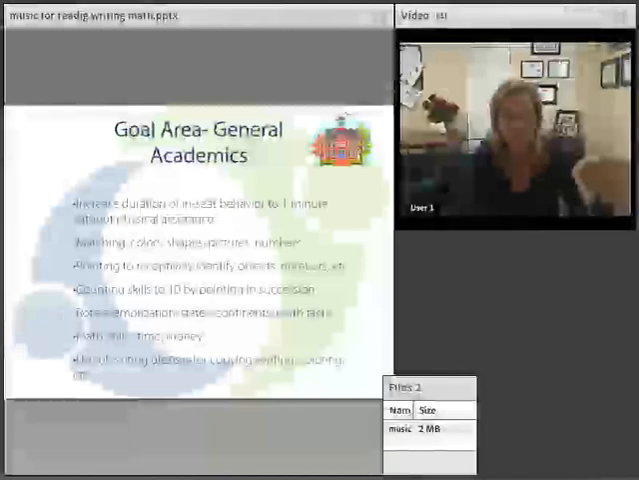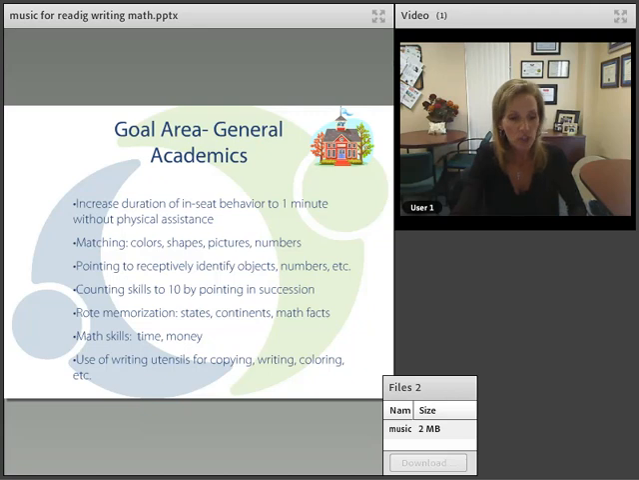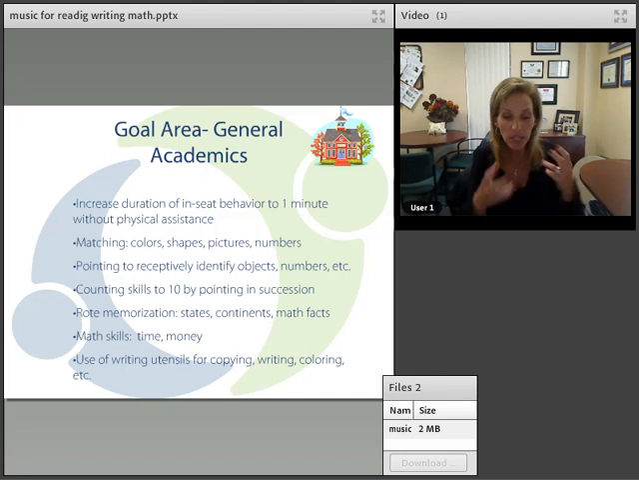So let's look at some specific academic areas now that we've gone over why music is so powerful and how the research demonstrates the effective use of it. So for general academics, we can have a goal of increasing the duration of in-seat behavior to 1 minute. I guarantee you that if you have a musical instrument or if you're singing a song with some puppets, some manipulatives, that child is going to sit longer, be able to stay in their seat longer than they would if you were just doing a stagnant reading activity of just reading a book.